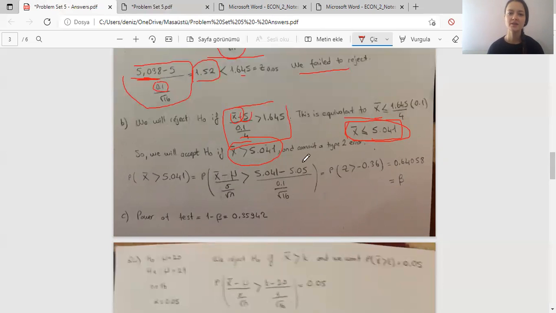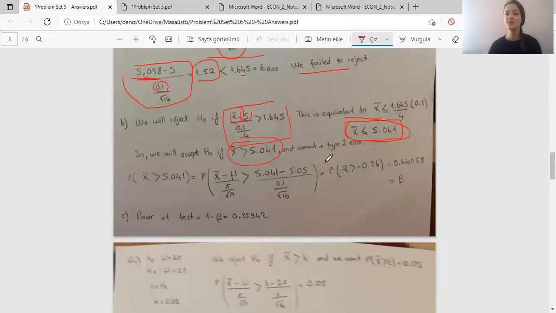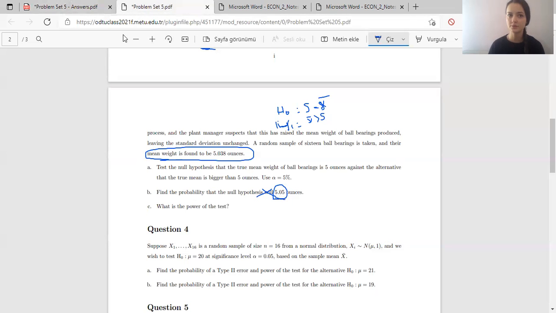And this will be a type 2 error. Why? Because the true mean has changed here. We're assuming that the true mean is 5.05, but we are not rejecting the hypothesis, okay? So this is a type 2 error. We are finding the probability of x bar is greater than 5.045. So we are just normalizing it using the true mean now, because we're assuming that the mean is 5.05.